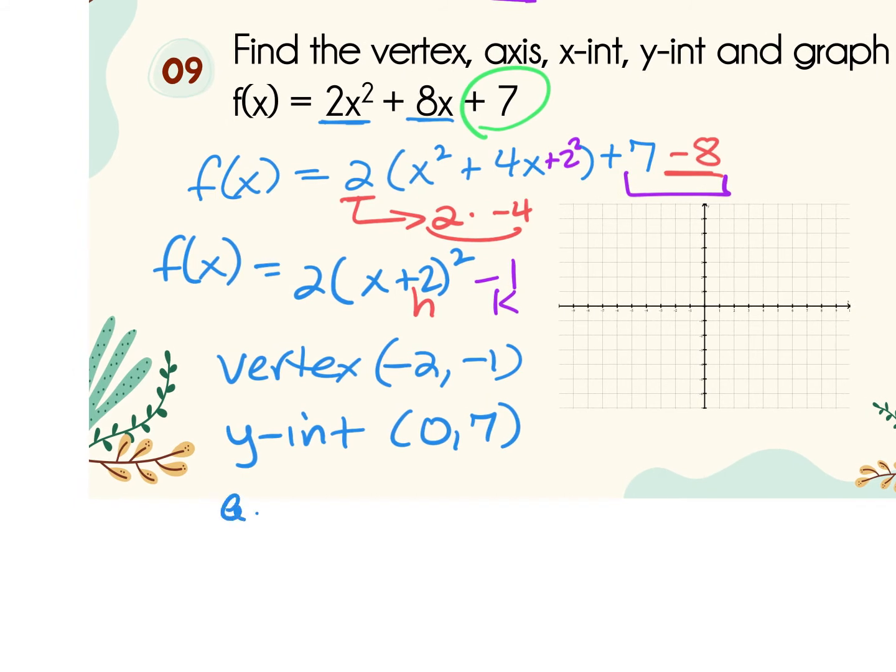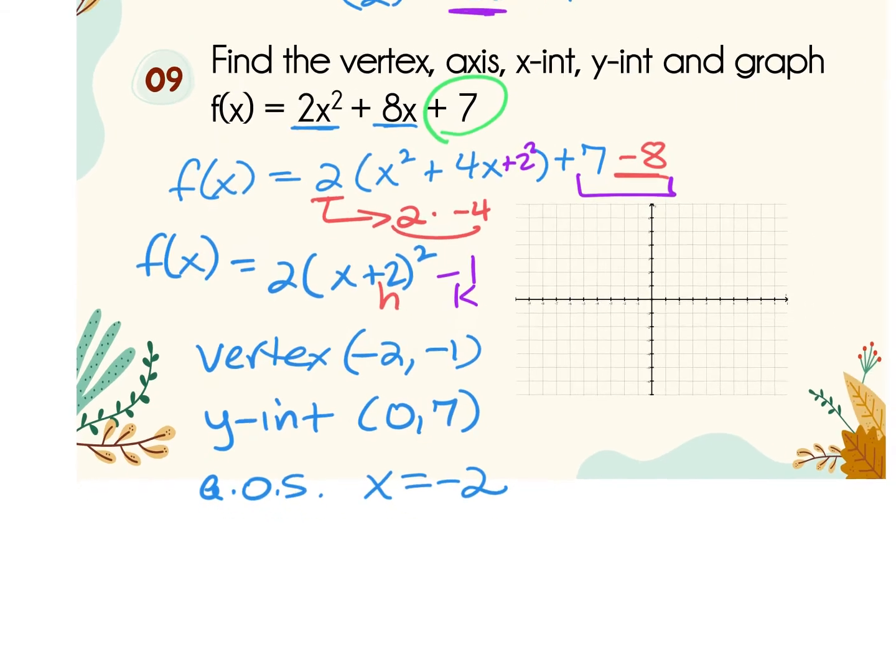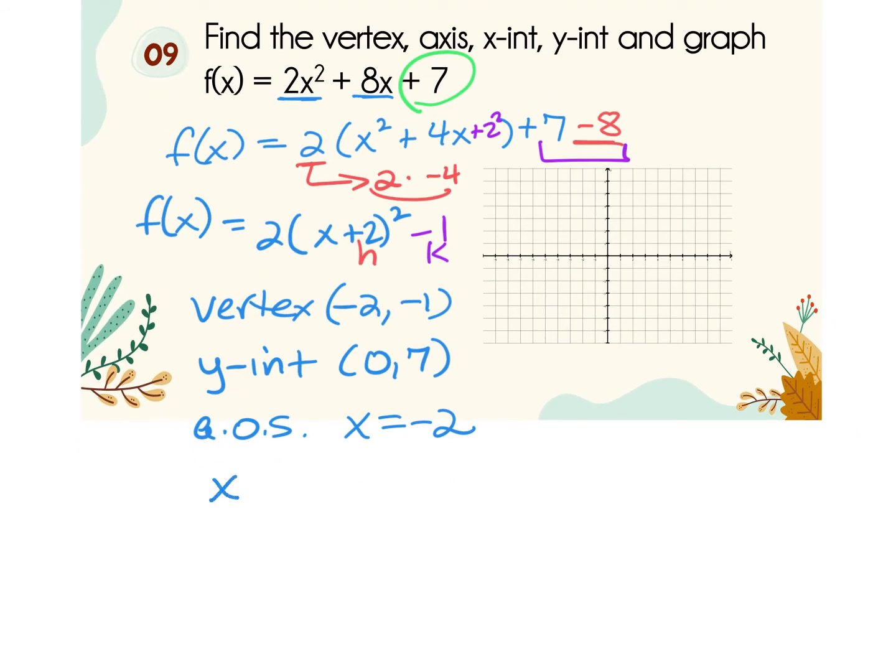Let me go ahead and put my axis of symmetry here as well. It's right up above here. It's the h of the vertex: x equals -2. And now I have to work for the x-intercepts. For this one, it's going to have a radical. So if I were to try to use the original, I would either have to do the quadratic formula or completing the square. So I'm just going to use my standard form.